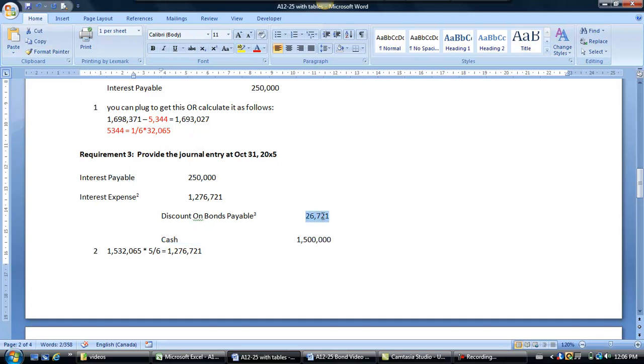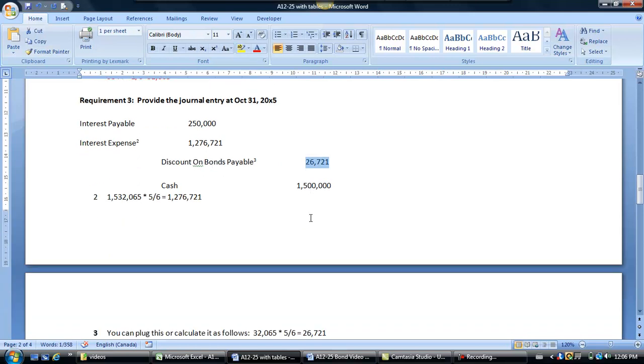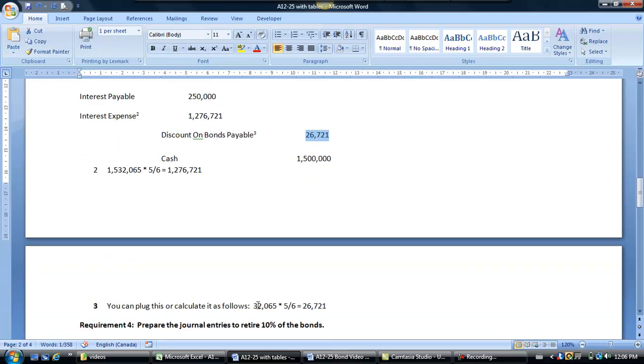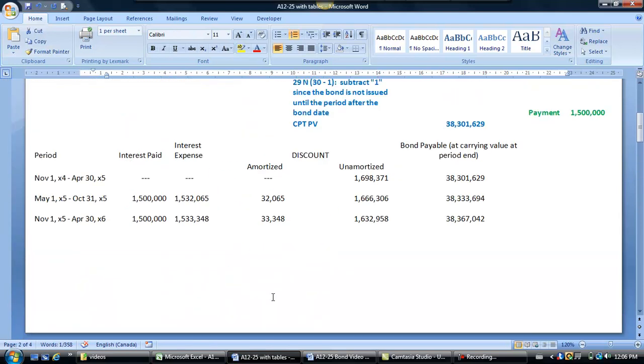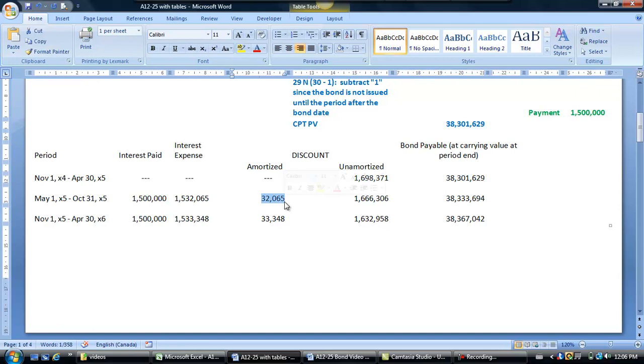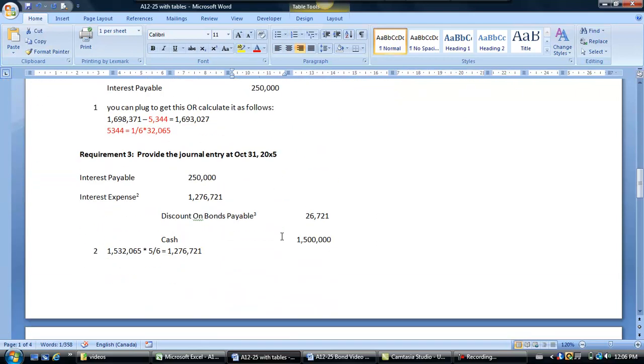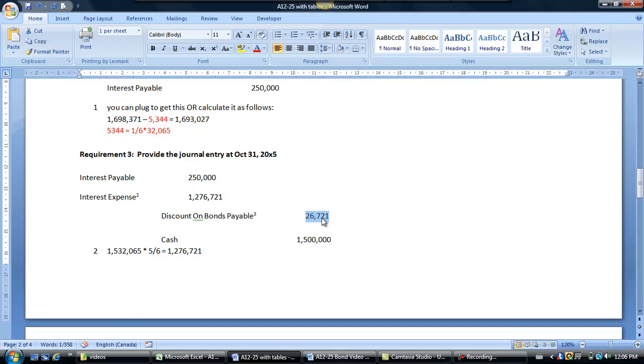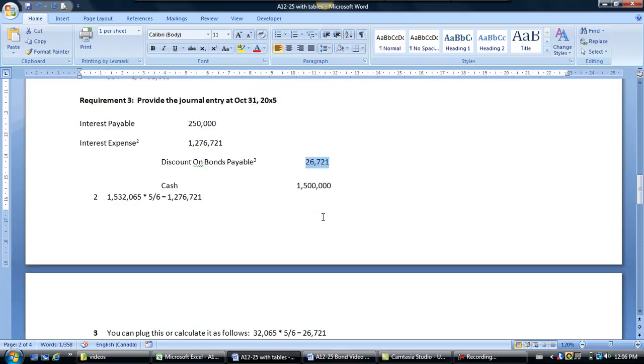We also amortized discount for $26,721. That was for all the bonds, though, for 40 million in bonds, right? If you remember, that amount of the discount that was amortized was related to the full 40 million. Go back to your handout, you'll see it right here. That's for the full 40 million, right? So all we did at this time is we said, well, we only wanted it for 5 months, right? That $32,065. So we amortized discount of this amount. But again, that's for 40 million in bonds.